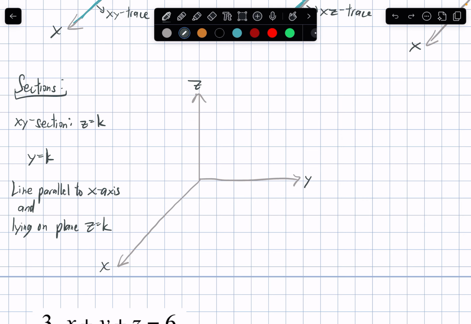Actually, no, wait. Sorry. My bad. You're supposed to look here. Z is equal to K. So in the Z axis, K is located probably somewhere here.